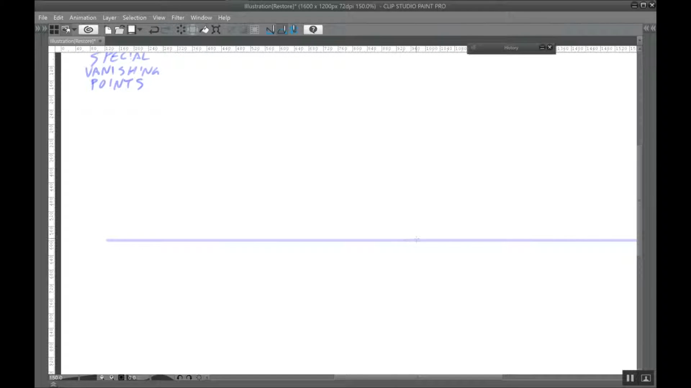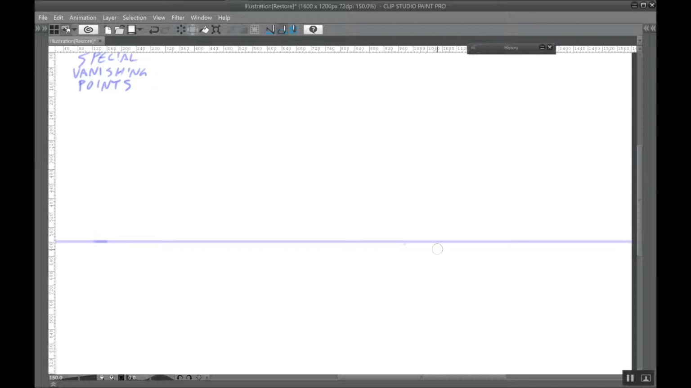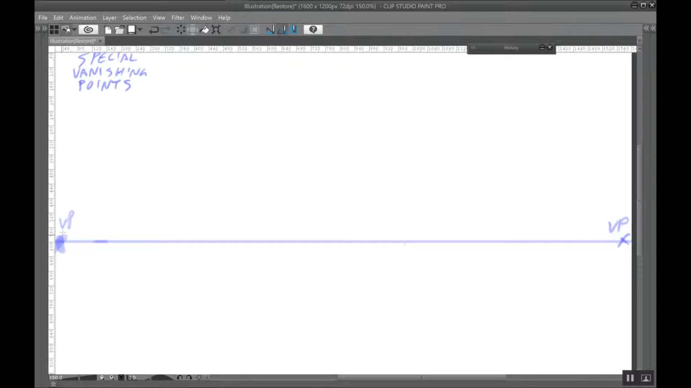What's the difference between diagonal and special vanishing points? They're practically the same thing. Only, as I mentioned before, diagonal vanishing points only occur at 45-degree angles. It's basically like the difference between a right angle, an obtuse angle, and an acute angle. It's virtually the same thing.